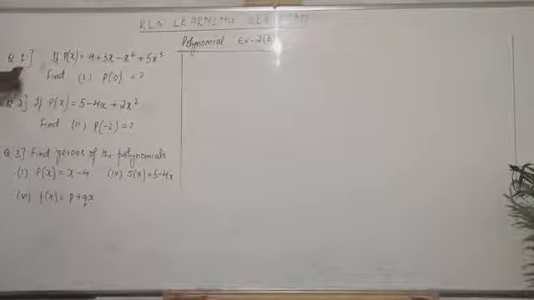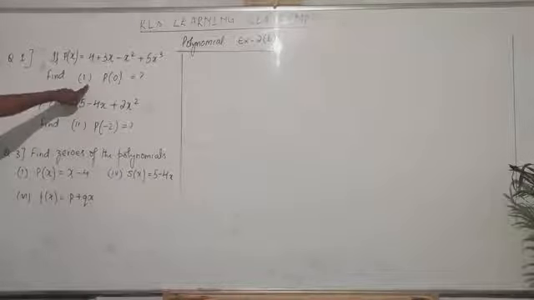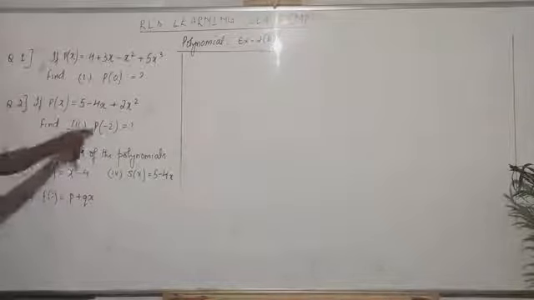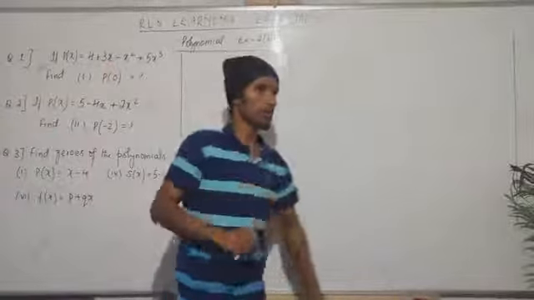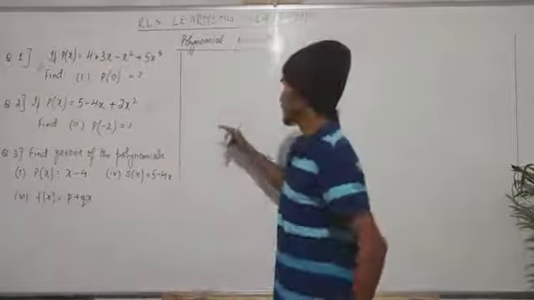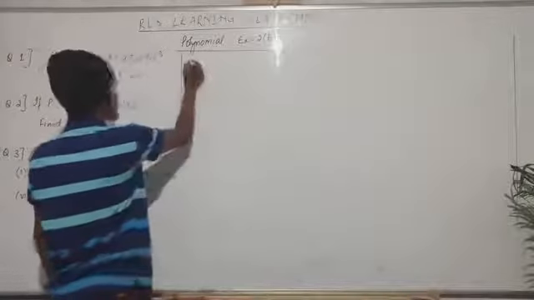In question number 1, I pick only one question: find P of 0 is equal to how much. Then number 2, find P of minus 2 is equal to how much. And question number 3, find the zeros. This will be different, I'll explain later. First we do these two, then the rest of the questions from the textbook you have to do on your own. I'll solve question number 1 first.